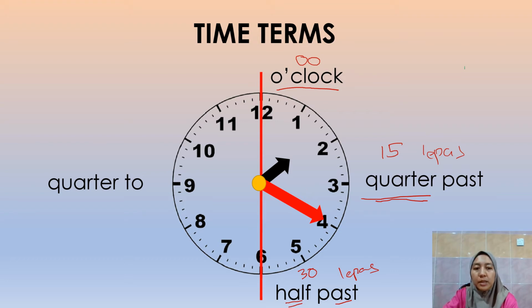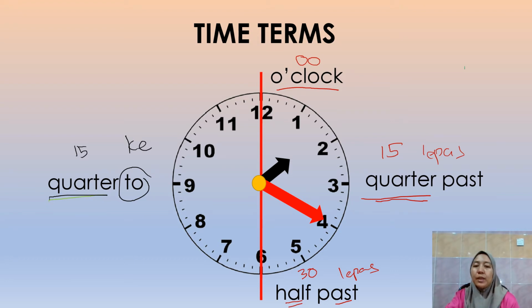And then nampak tak perkataan quarter? Yeah, again, quarter. Quarter tadi maksud dia apa? 15. Yes, good. 15 minit ke jam 12 contoh. Ingat ya. Quarter means 15. Half maksud dia 30. Ingat ya.